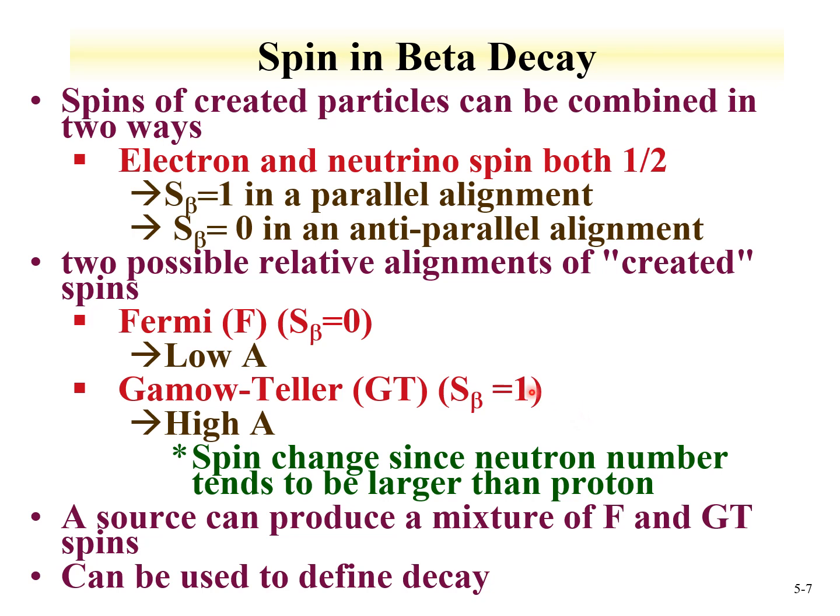This isn't true for Gamow-Teller, where as I go higher in A, I tend to have more neutrons than protons. So if I take a neutron and convert it to a proton state, that spin change will be non-zero, and it tends to be on the order of 1. Sources can have a mixture of Fermi and Gamow-Teller spins. These spin types can be used to define the decays.